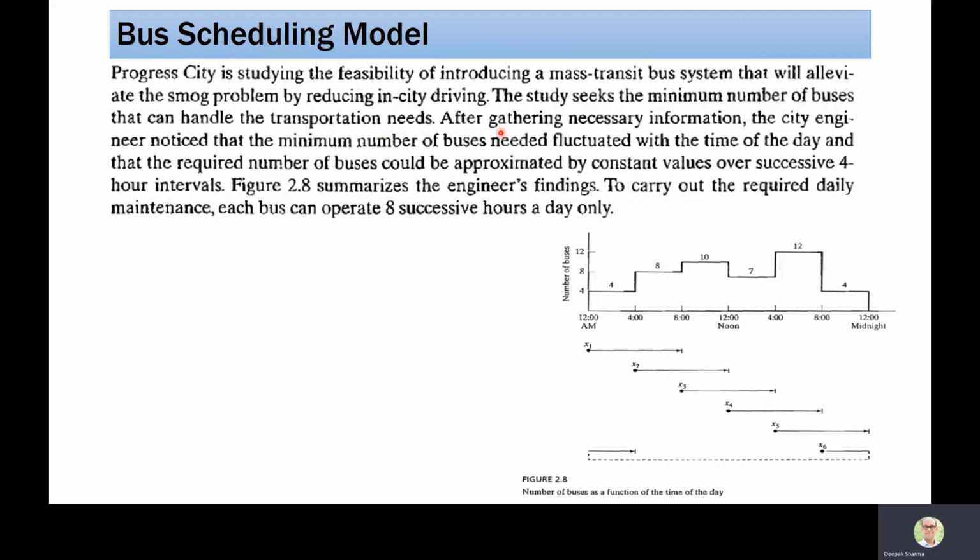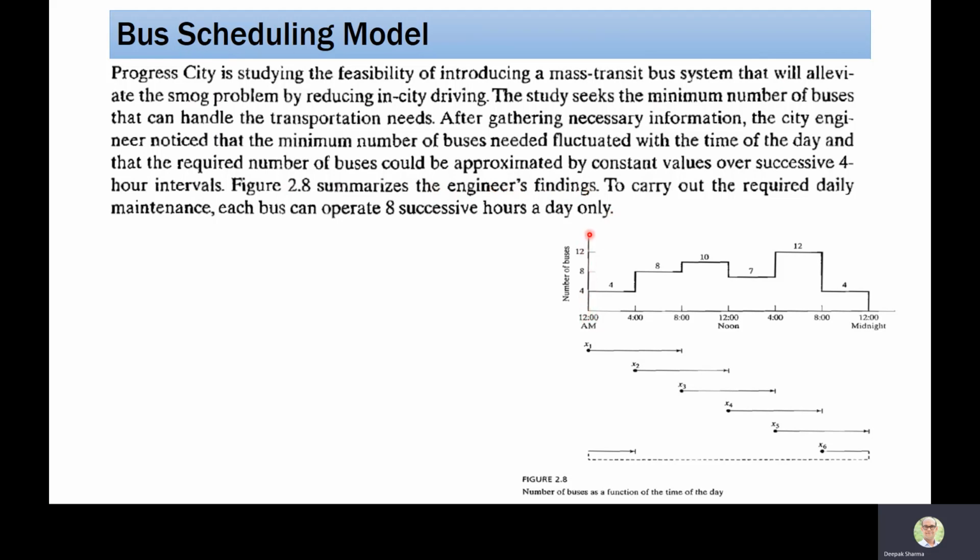After gathering the necessary information, the city engineer noticed that the minimum number of buses needed fluctuated with the time of the day, and that the required number of buses could be approximated by a constant value over successive 4-hour intervals. So in the 4-hour intervals, the number of buses is changing, and that requirement is noticed. Now Figure 2.8 summarizes the engineer's finding. Let us look at this figure here.